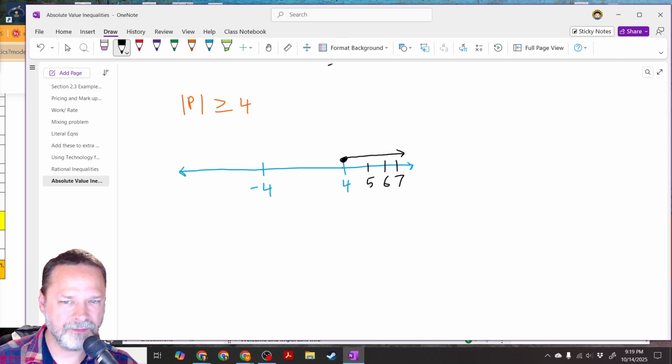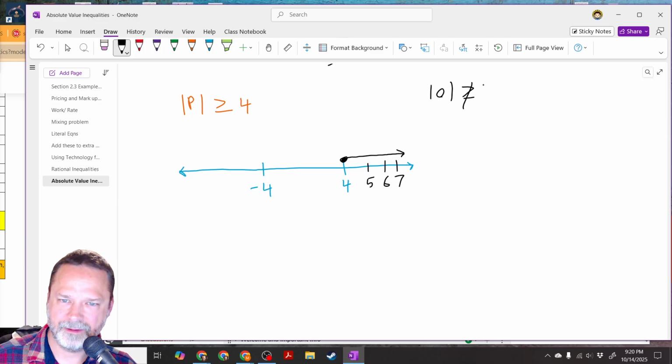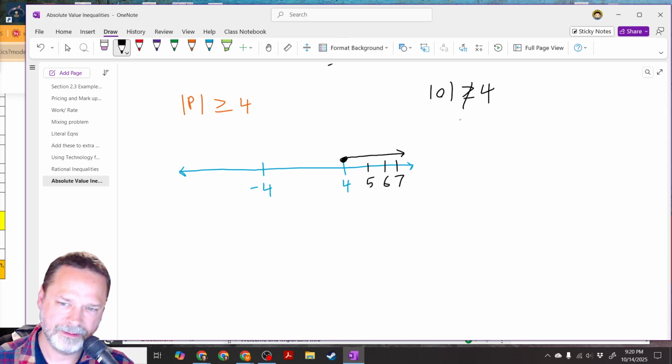Values in between -4 and 4, would they work? Absolutely not. Let's try 0. Absolute value of 0 is not greater than or equal to 4. It's less than 4. Okay, so we know all these values won't work. I invite you to try them out, see if any work.